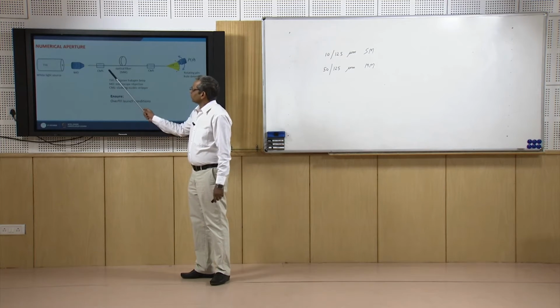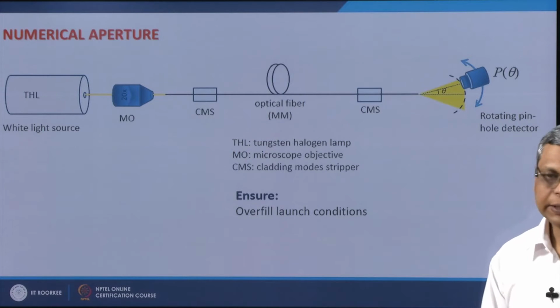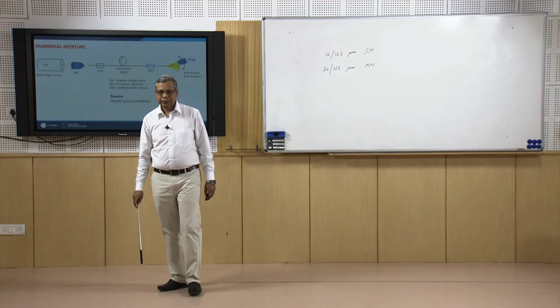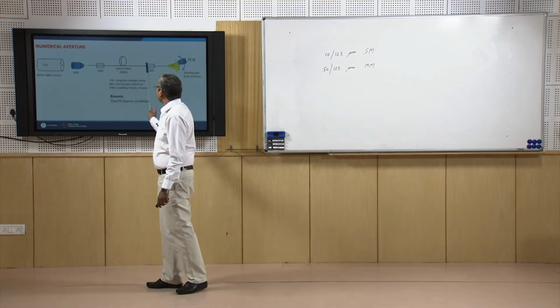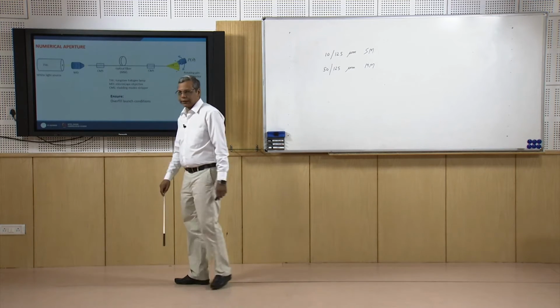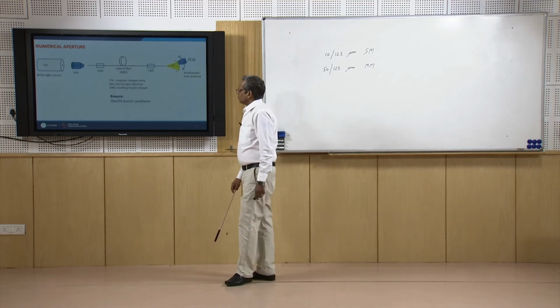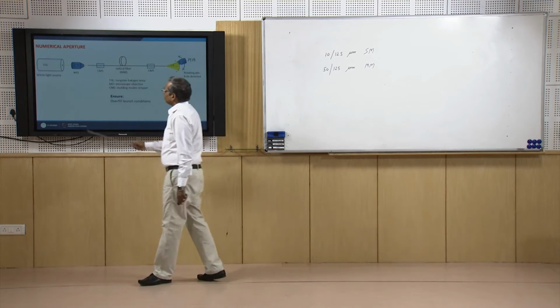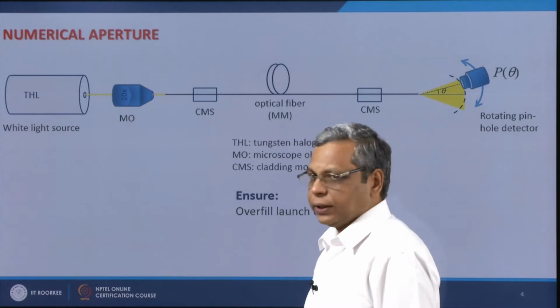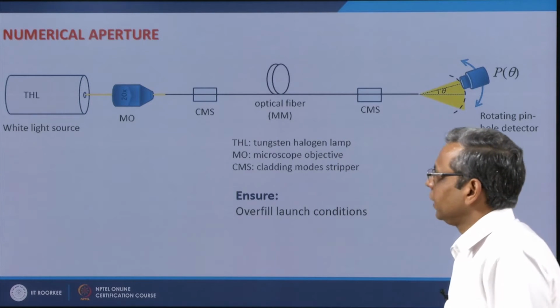You can use cladding mode strippers, which is nothing but putting an index matching liquid onto either the input end or the output end, or at both the ends of the fiber, so that your cladding modes are stripped off. For the white light source you can use a tungsten halogen lamp, which has a very broad spectrum.